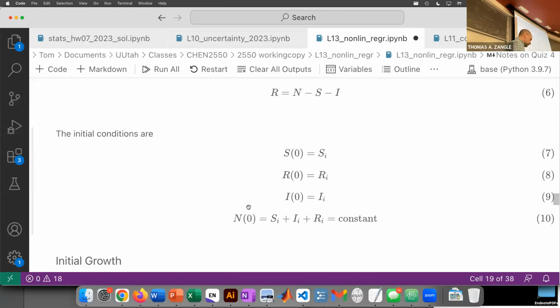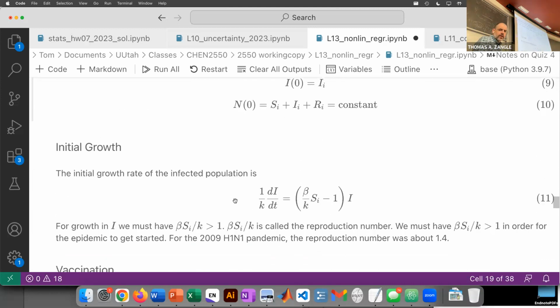So one thing that's a little distinct when we have a differential equation is that we also have initial conditions, right? So we're also going to have to set initial conditions. In this case, we'll say initial conditions are S_I, R_I, and I_I. And we're going to say the number of people in the population N is constant. So we can then write an expression for the initial growth rate of the infected population. Assuming that we start out with a small proportion of the population that's infected, again, not going through the derivation, we end up with this differential equation saying dI/dt as a function of our parameters.